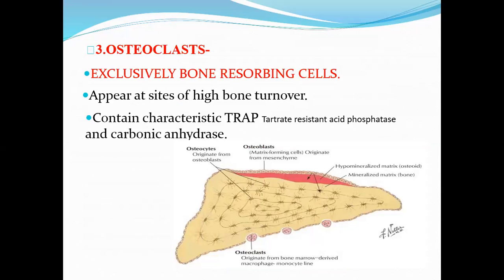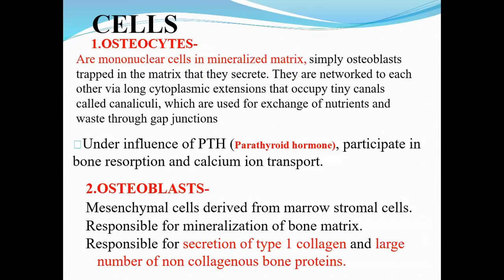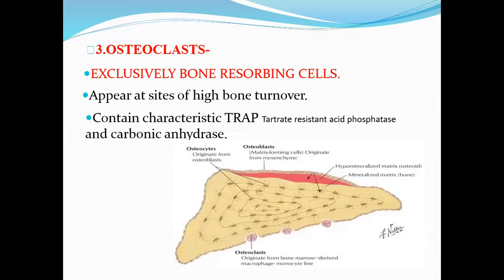Then the osteoclast is the extracellular bone-resorbing cell. They are mostly present in the corners. Osteoclasts appear at sites of high bone turnover and contain a characteristic TRAP, which is tartrate-resistant acid phosphatase, and carbonic anhydrase. Just remember these names: osteoblasts, osteoclasts, and osteocytes.